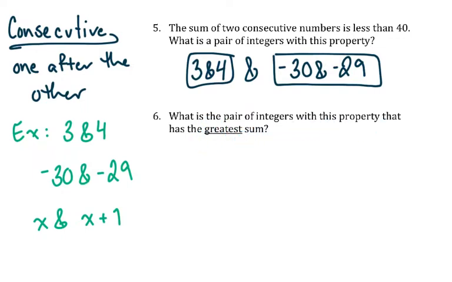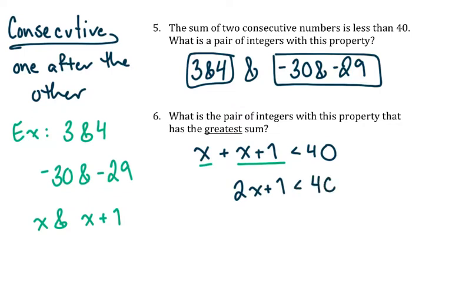Now, a more challenging question is, what is the pair of integers with this property that has the greatest sum? So what's the biggest it can be without going over 40? And you can do some guess and check, or you can set up an inequality where you've got your two unknowns. So I'm going to call the first number x, and then as a reminder, the consecutive number after that is x plus 1. So here's our first number. Our second number. The sum is less than 40. And now we have an inequality we can solve. 2x plus 1 is less than 40.